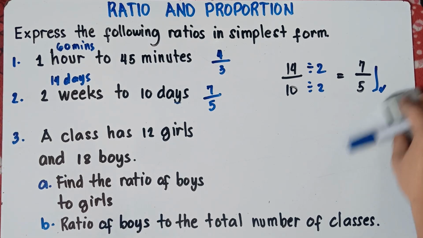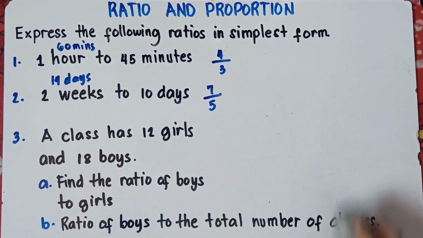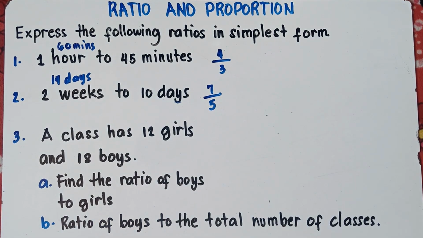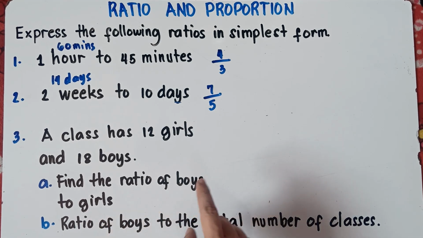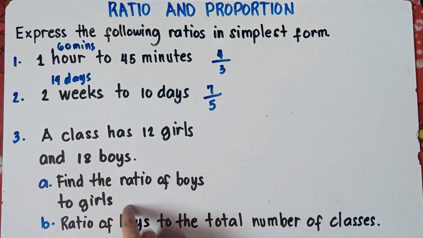Alright, let's try number 3. A class has 12 girls and 18 boys. Find the ratio of boys to girls. So once again, class, always be careful with this one. If it says boys to girls, boys comes first before the girls. The ratio of boys to girls, so boys comes first before the girls.